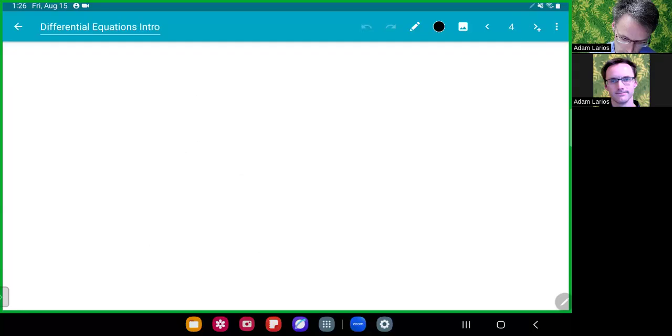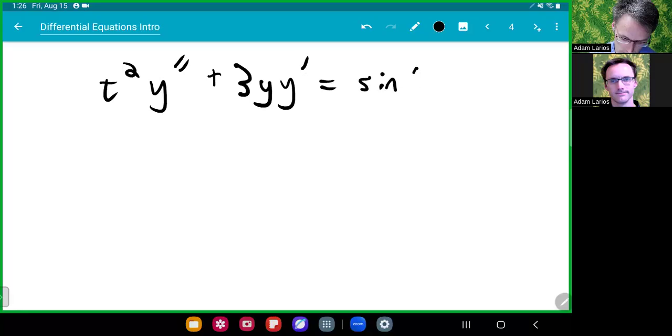Okay, so what is a differential equation more generally? We could have some kind of wild equations. For instance, we might have something like t squared. I'll usually use t as my independent variable. t squared y double prime plus 3y times y prime, it's a plus there, not a t, equals sine of t plus y. So this is a differential equation because it's an equation and it involves some derivatives.